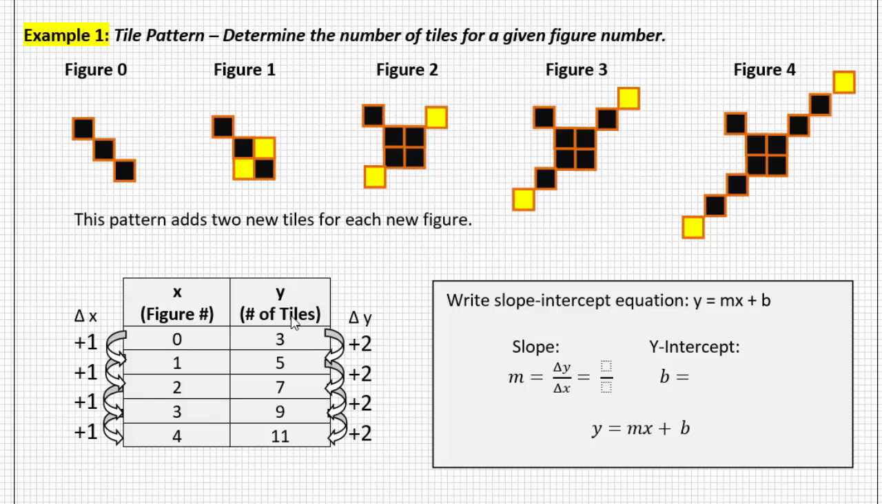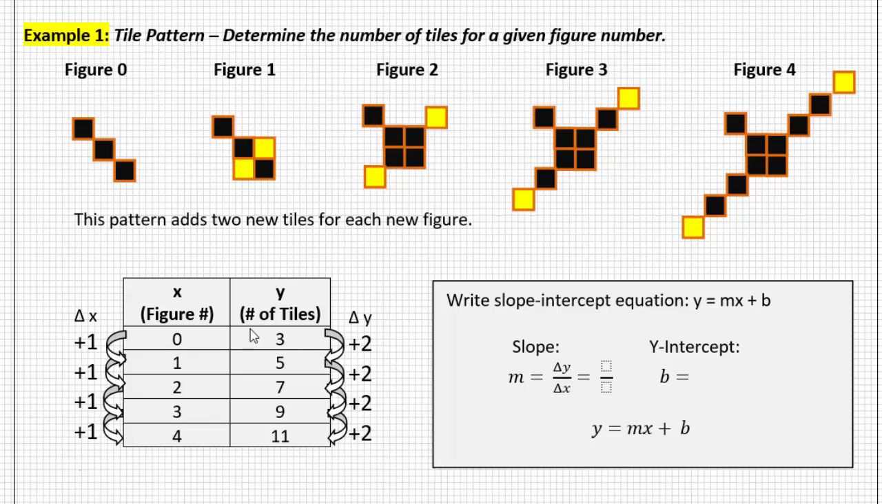And our number of tiles, our y, our change in y, was that it was adding 2 new tiles each time. So it went from 3 tiles plus 2 more to give us 5, plus 2 more to give us 7, plus 2 more to give us 9, plus 2 more to give us 11. So our change in y would be 2.